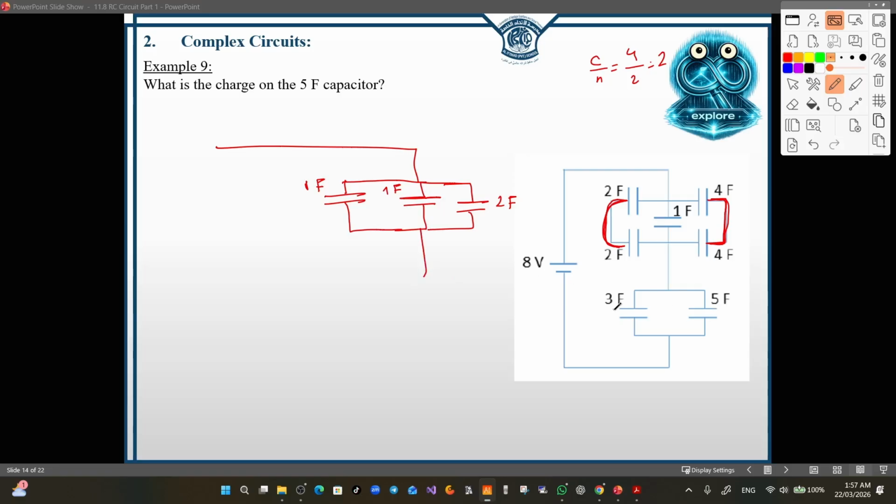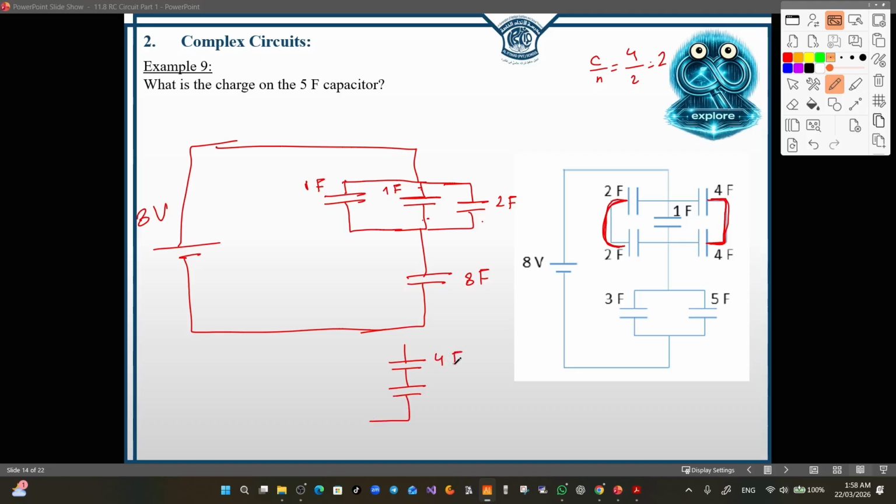Now 5 and 3 are connected in parallel. To find the equivalent, we just add them in the normal way, and 5 plus 3 is 8. Now, since this set is connected in parallel, we have two terminals in common. So we just add them in the normal way, and 1 plus 1 plus 2 equals 4. So 4 farad here, 8 farad here, connected across the 8-volt battery.